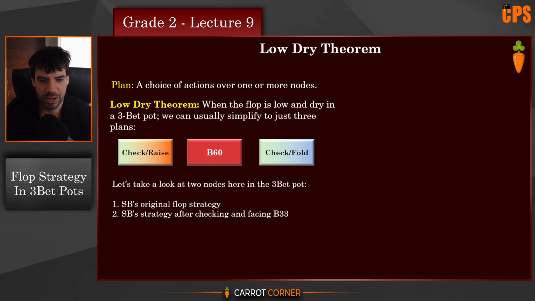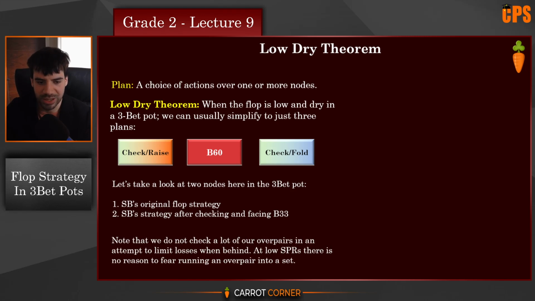This partly comes down to how useful fold equity is on the flop and how there's such a mixed array of reasons for investing money as a check raise or a bet, and that would be a big bet. We're going to take a look at 2 different nodes here, decision points, in the 3-bet pot. Firstly, small blind's original flop strategy, which will be b60 or check, and secondly, small blind strategy after checking and facing the theoretically recommended sizing for in position of 33% pot.